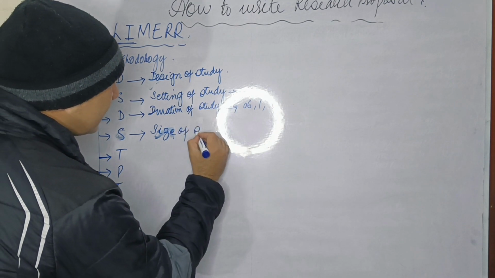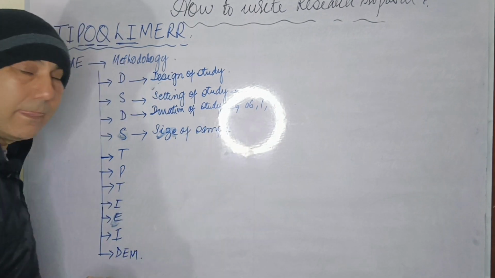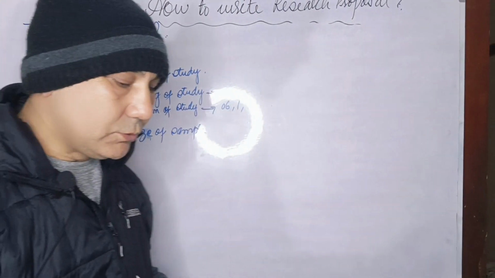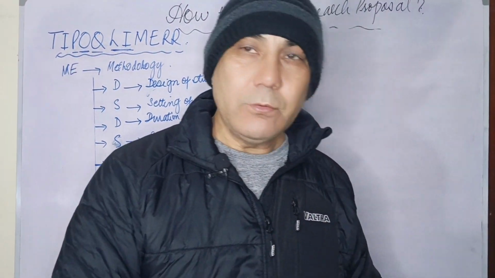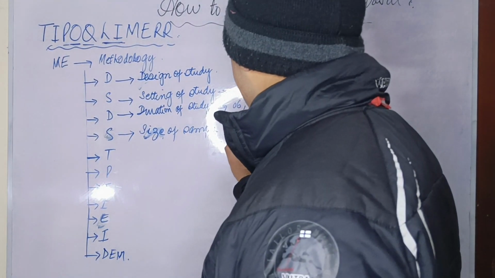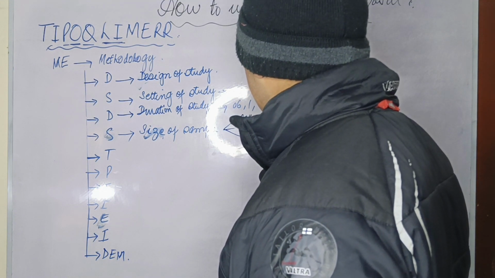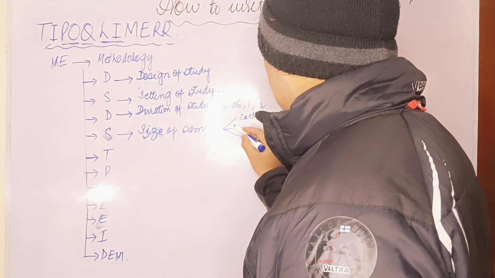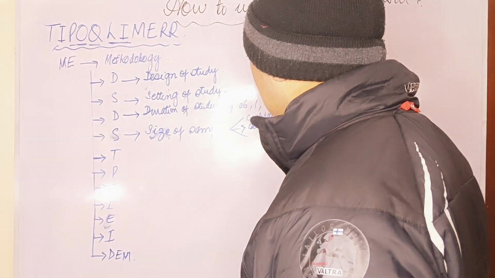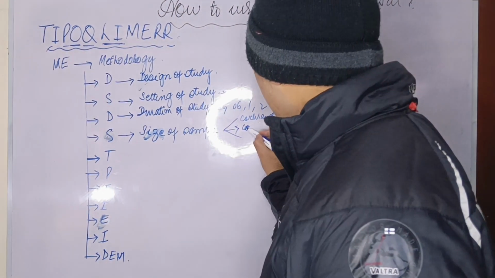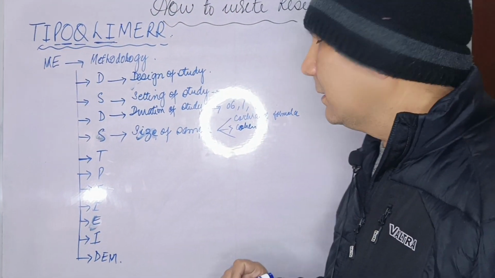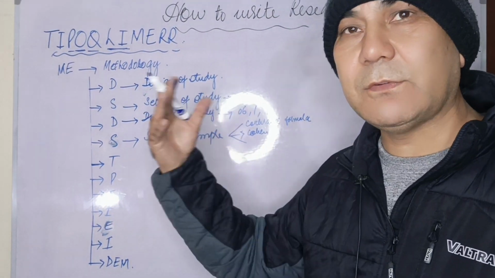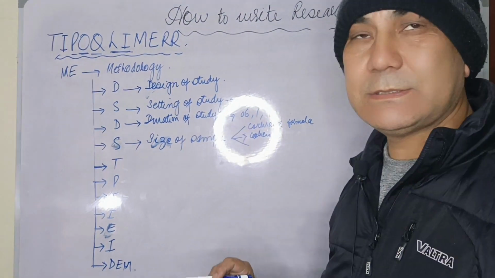Okay, now the another S is for sample size, the size of your sample. For this sample size you will calculate it by different types of formulas, just like the Cochran formula, and then the case control formula, or you can say Cohen formula. There is a different formula for each type of study design to calculate the sample size.